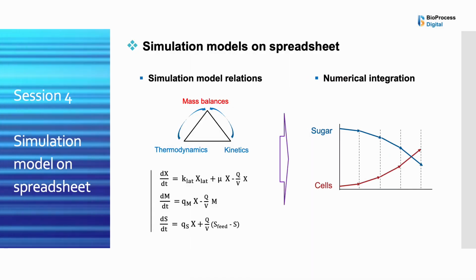In Session 4, you will learn how to construct a simulation model for fermentation by combining the thermodynamic and kinetic laws identified earlier, along with the mass balance equations applicable to the fermenter's operating conditions. Additionally, you will learn how to numerically integrate the differential and algebraic equations that govern the time-dependent changes in biomass, substrate, and metabolite concentrations using a spreadsheet.